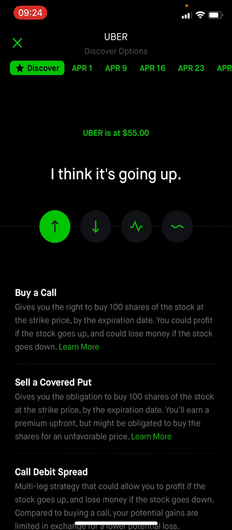And I want to read the description. I think they have a decent description here. Buy a call, so it gives you the right to buy 100 shares of the stock at the strike price by the expiration date. You could profit if the stock goes up, and you could lose money if the stock goes down.